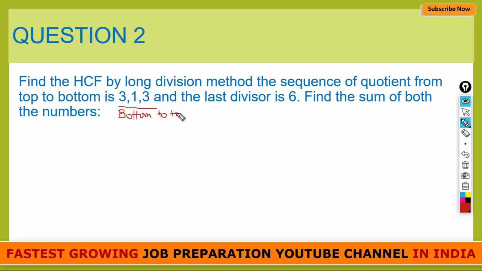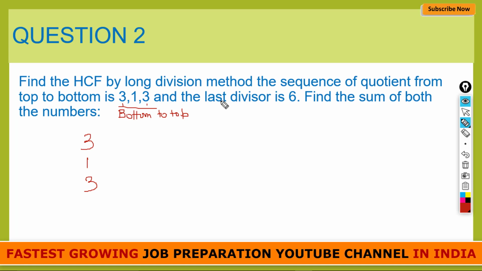Bottom to top direction. So this 3 will go to the bottom and this one will come in the middle, and this 3 will go to the top. Okay, so you have to arrange the quotient in this format always, because here 3, 1, 3 looks like a palindrome. That's why it looks the same up and down. But if these were other numbers, then it would have been a problem. So keep this in mind always.